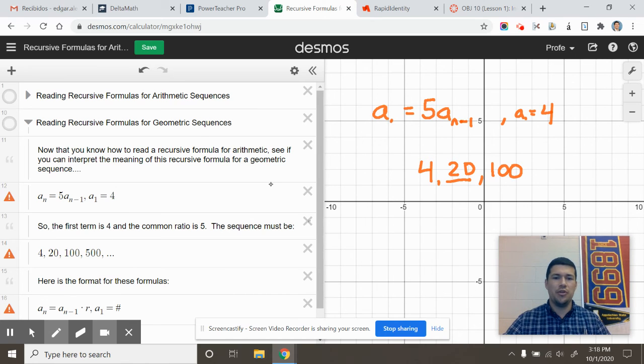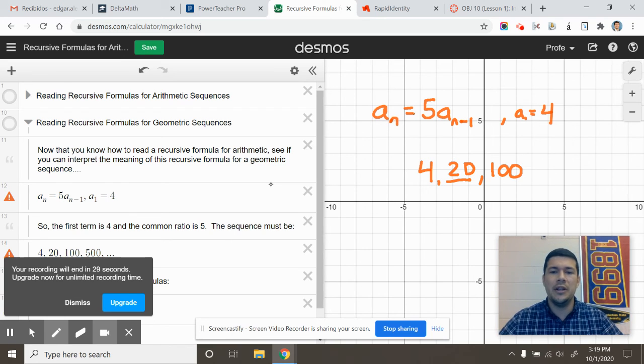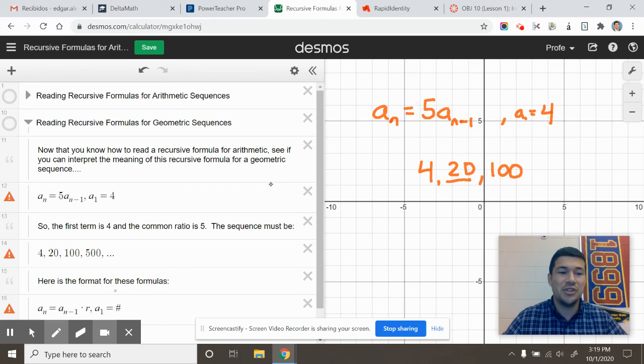That's all that means. So your format for geometric is going to be a sub n equals a sub n minus 1 times r. You can put the r at the end, or you can put it in front as a coefficient or behind. It does not matter as long as you multiply. And as always, you need to state the first term. So that is, in a nutshell, how recursive formulas work. Always state the first term. Always state the pattern. The pattern is either the common difference or the common ratio. Let's go.